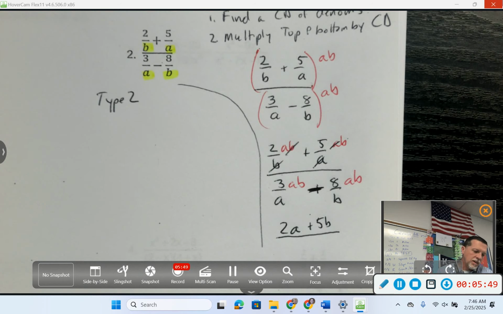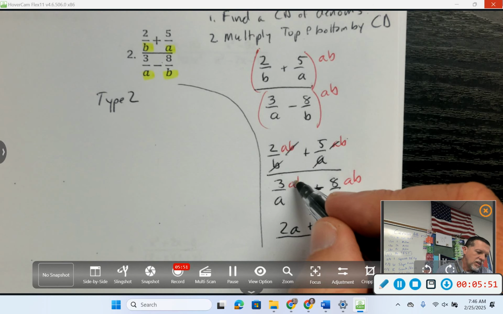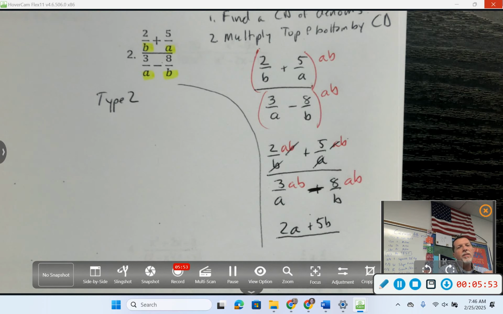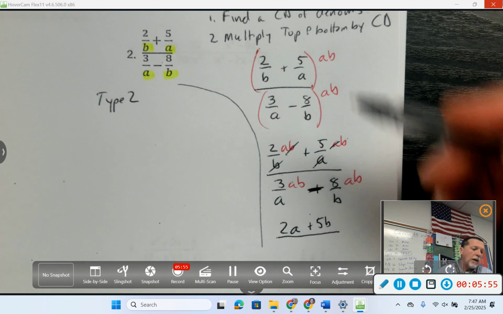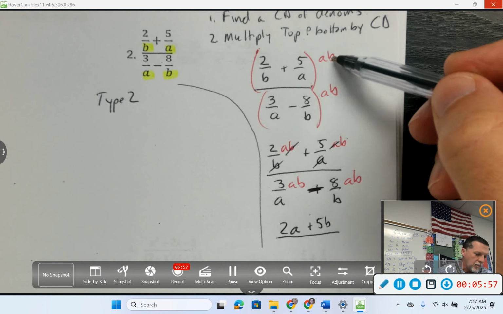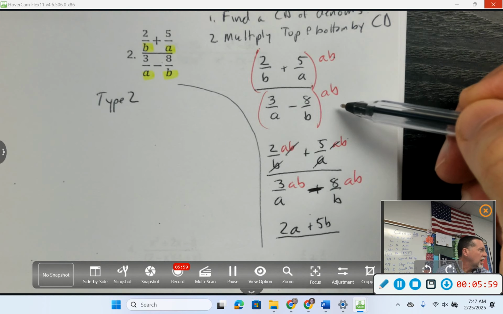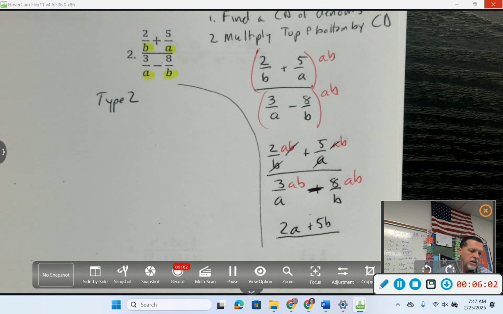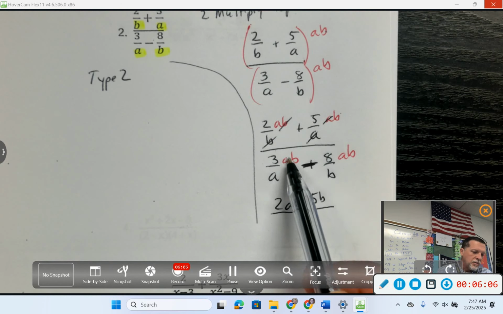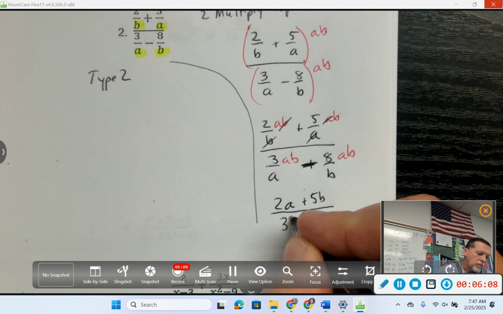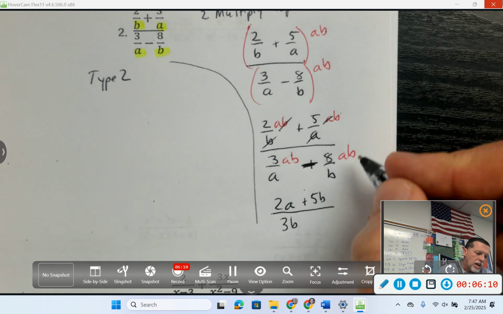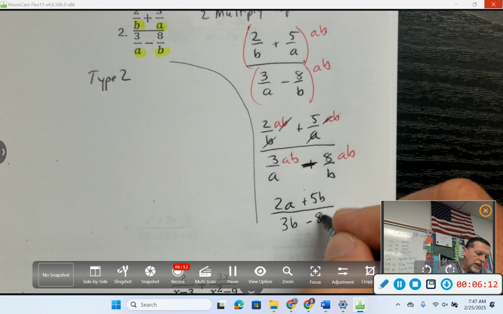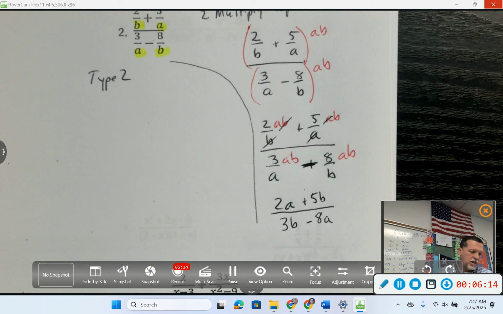In the bottom, the a's cancel. Well, Cooper, back to your question about multiplying top and bottom. I would say we did multiply the top and the bottom of the whole thing. Okay, just the tops of each portion. Correct. In the bottom, let's see, the a's cancel, and I'm left with 3b. And then the b's cancel, and I'm left with 8a. And there's my answer.